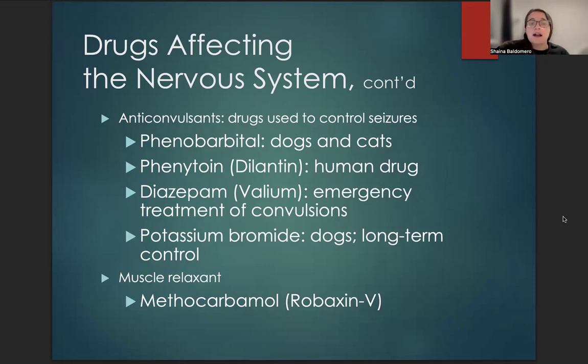We also use muscle relaxants. A common one that we use here is methocarbamol, but many of these medications we talked about do cause the muscles to relax because we're talking about sedative type drugs, anticonvulsants, analgesics. Those are all going to have some muscle relaxant effects as well. Methocarbamol is also used in humans, very common.